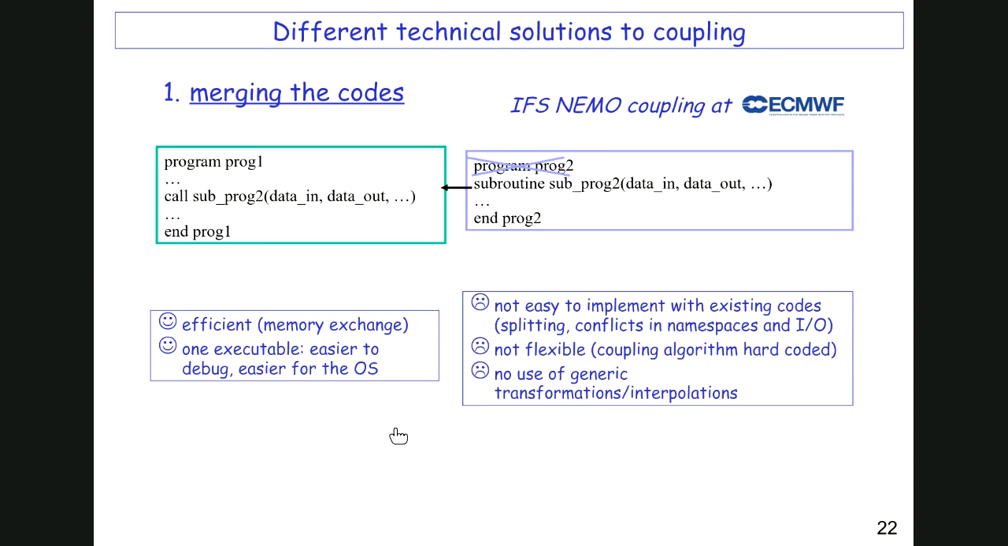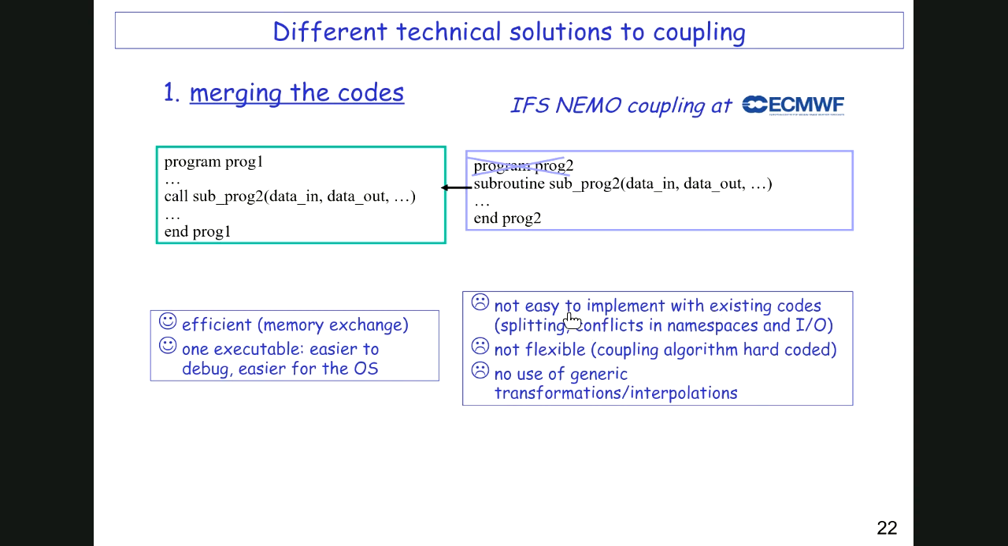Now, if I go back to the technical solutions, the first one is just merging the codes, having one component calling the subroutine. That's how code coupling is implemented at ECMWF. The advantage is that it's quite efficient because, as I said before, as you are merging two components into one code which runs on the same processor and same nodes, you can exchange a coupling field through the memory. You end up with having only one executable, and it may be easier to debug one executable than two executables running concurrently. The big drawback of this approach is that it's not easy to implement with existing codes.